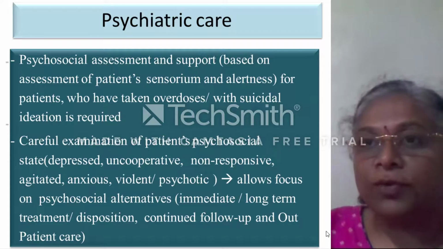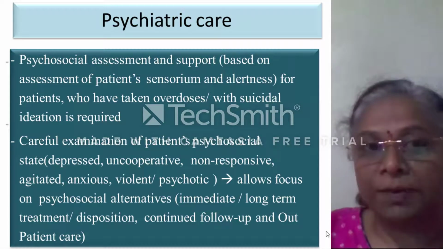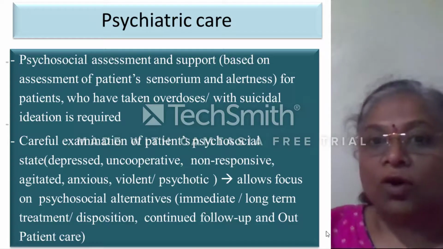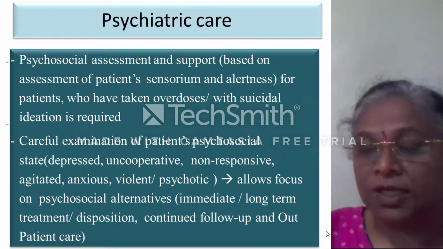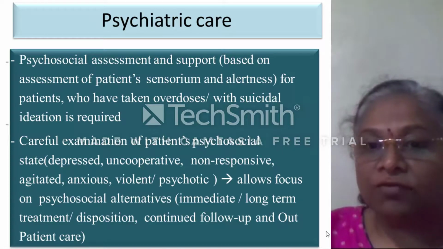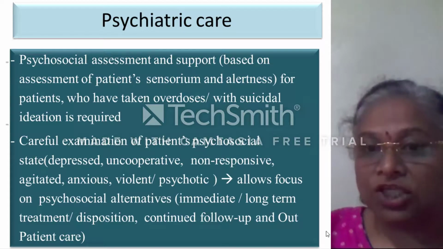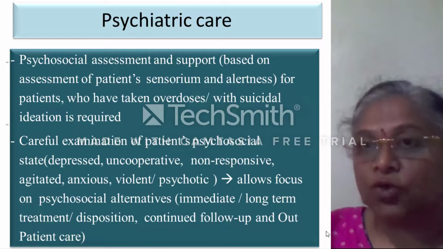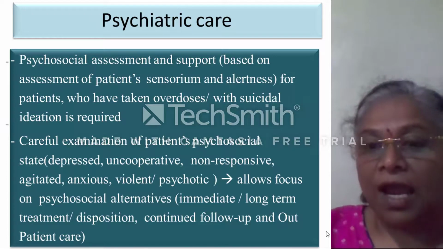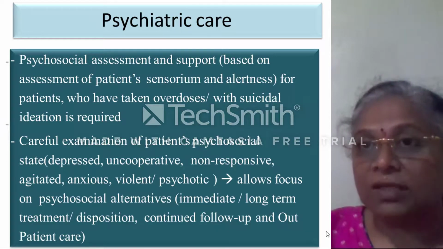And last, psychiatric care of the patient is required to be given. Psychosocial assessment and support based on the assessment of the patient's sensorium and alertness. For those who have taken the overdose intentionally or where suicidal tendencies have been identified, there has to be careful examination of the patient's psychological status: whether he is depressed, uncooperative, non-responsive, agitated, anxious, does he become violent, is he showing any psychotic symptoms. This allows the focus on psychological alternatives. And a lot of counseling is required.